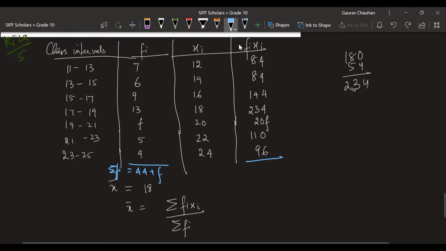Okay. So your sigma fi xi is equal to 20f plus, then you add, apart from this, all the other numbers. Let's keep this aside just so we remember it. 4, 4, 4, 4, and 6. 4, 4, 4, 4, 4 is 16. 16 plus 6 is 22.